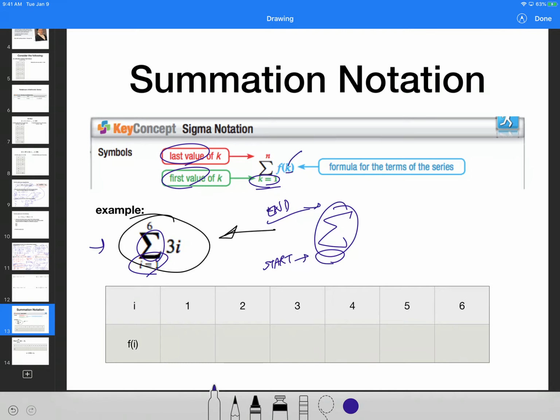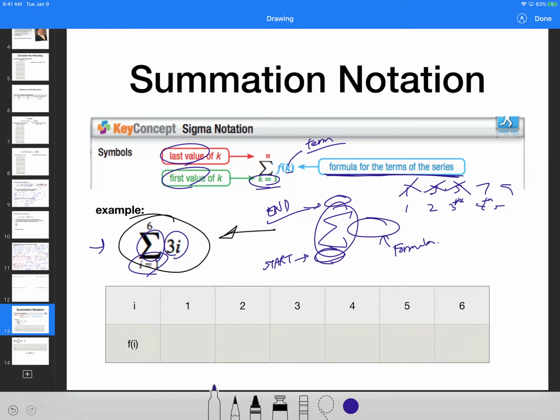The k represents the term, not the number in the sequence, like 1, 3, 5, 7, 9. It doesn't mean these numbers. It means 1, 2, 3, 4, 5. The third term of the sequence, the fourth term of the sequence. That's where you're starting and that's where you're ending. The function in this particular case, 3i, is your formula for the terms in the series. In other words, this is your explicit formula or your recursive formula.